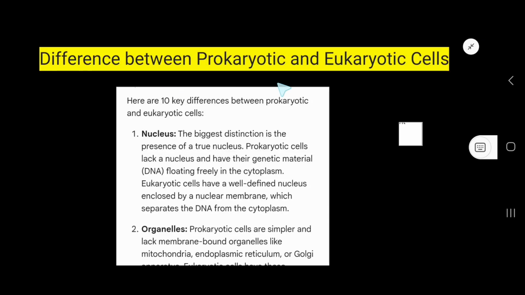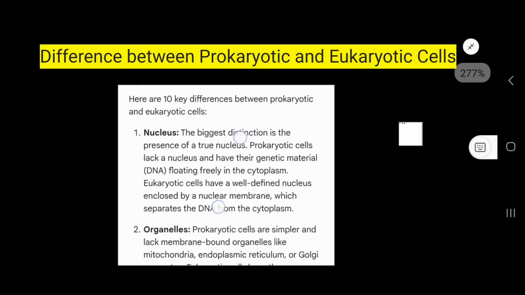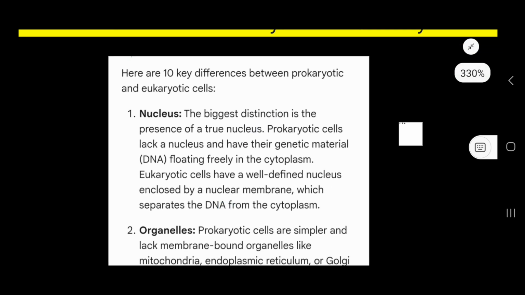Difference between prokaryotic and eukaryotic cells. Here are the 10 differences between prokaryotic and eukaryotic cells. 1. Nucleus. The biggest distinction is the presence of a true nucleus.